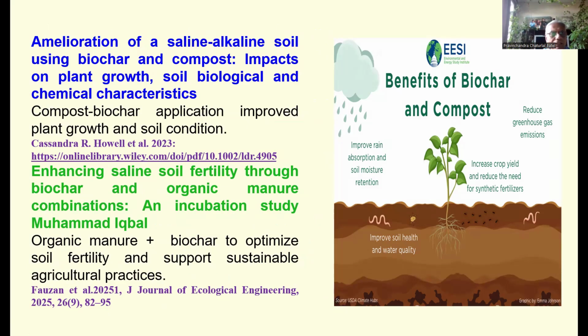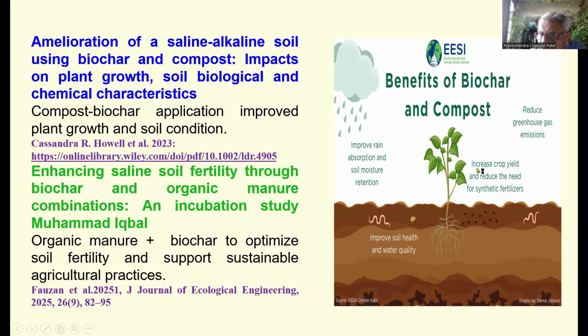Then, amelioration of saline and alkaline soil using biochar and compost: impact on plant growth, soil biological and chemical characteristics. So in 2023, Cassandra R. Howell and co-workers reported that compost and biochar application improves plant growth and soil condition. Another, Fuzan and co-workers in 2025, reported that organic manure and biochar optimize soil fertility and support sustainable agriculture practices. So here you can see the benefits of biochar and compost.